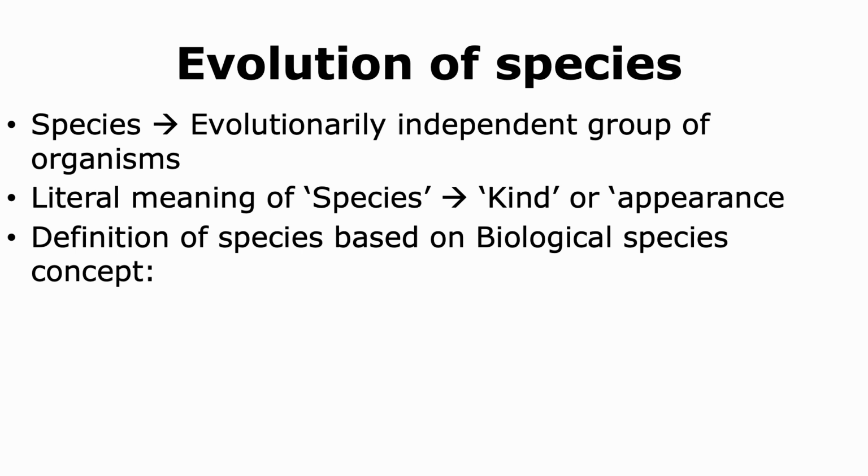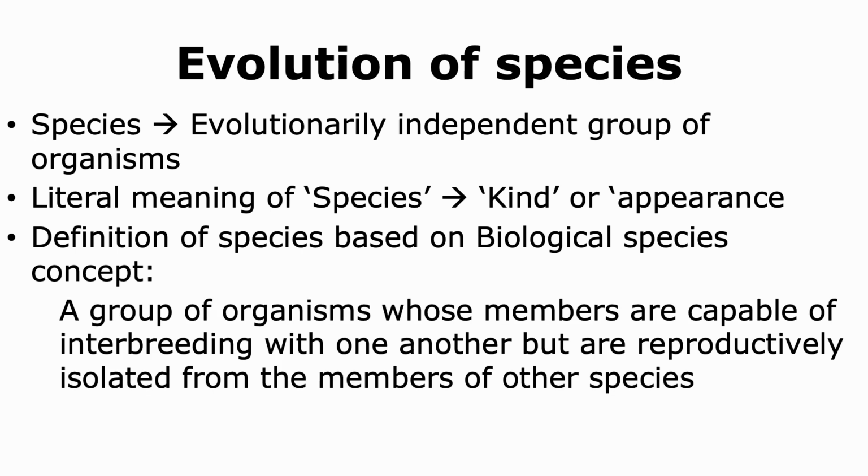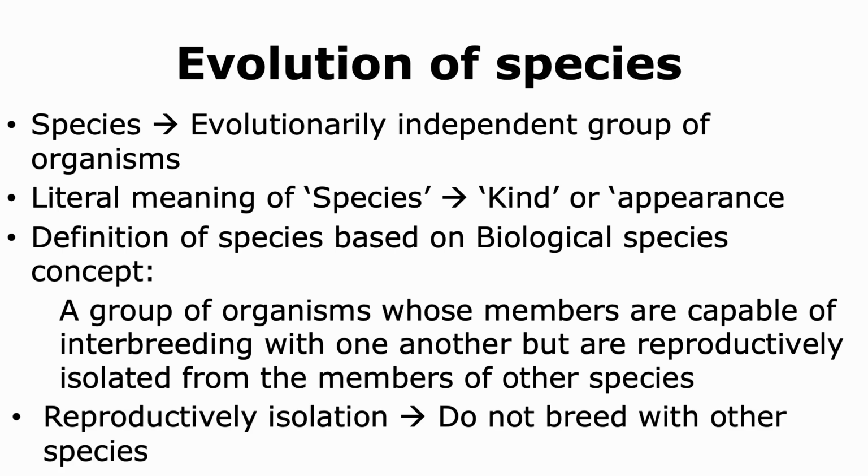According to the biological species concept, the species are a group of organisms whose members are capable of interbreeding with one another, but are reproductively isolated from the members of other species. In this definition, reproductive isolation indicates that the organism is not able to breed with members of other species.